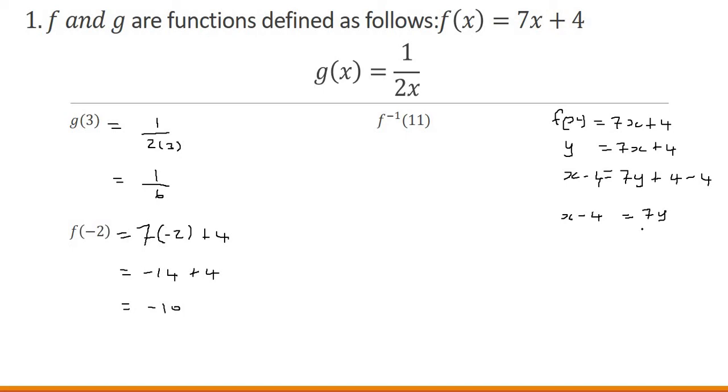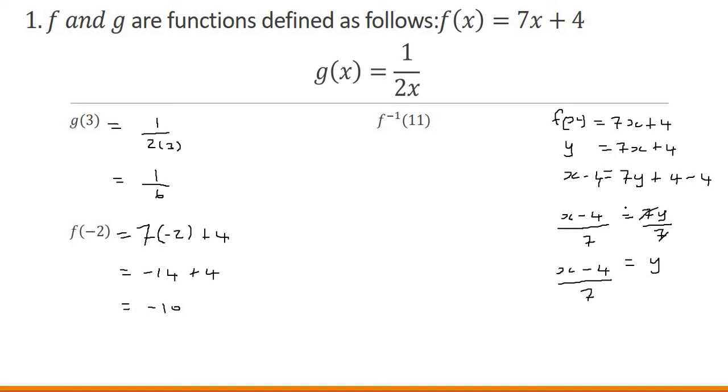Now we want y by itself. We're multiplying by 7. Do the opposite of multiplying by 7, which is to divide by 7. But we have to divide both sides by 7. And here, 7 will cancel out 7. So what we're left with on the right hand side is y. And on the left, we have x minus 4 over 7.